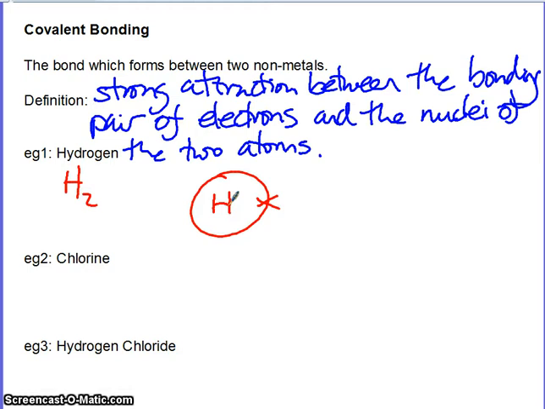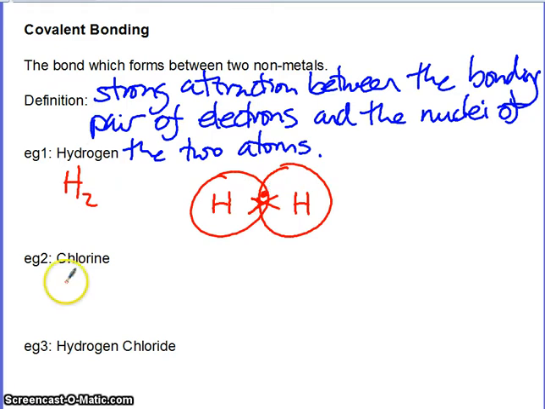And it achieves this by sharing a pair of electrons with another hydrogen atom. So the two atoms get very close to each other and then they share their electron pair. So we put the electron pair in the middle and we do what's called a cross and dot diagram, or some people call it a dot cross diagram, it doesn't really matter. But one electron is a cross, and that shows it's come from a different atom than the electron which is a dot. So each atom contributes 1 electron.